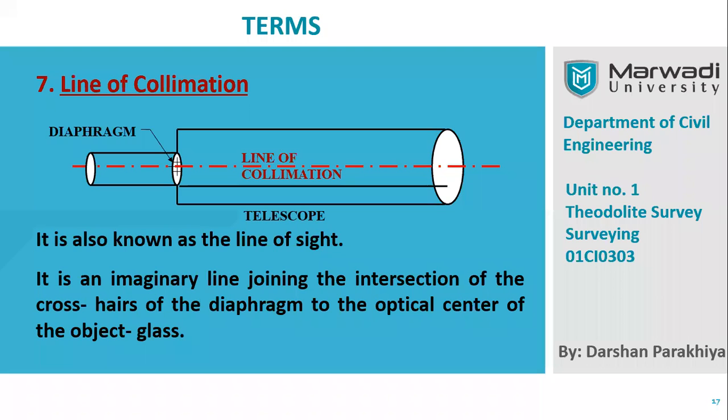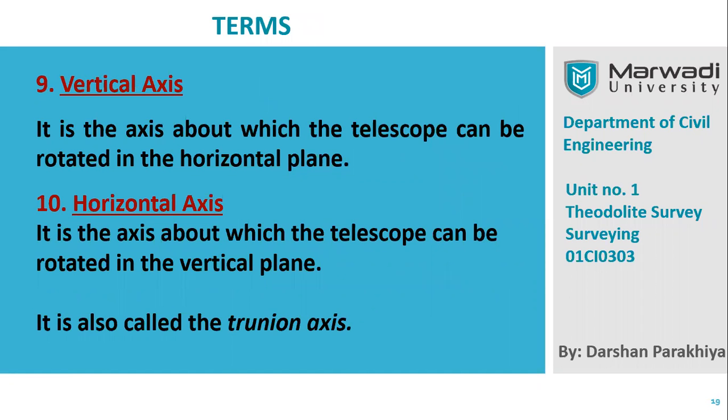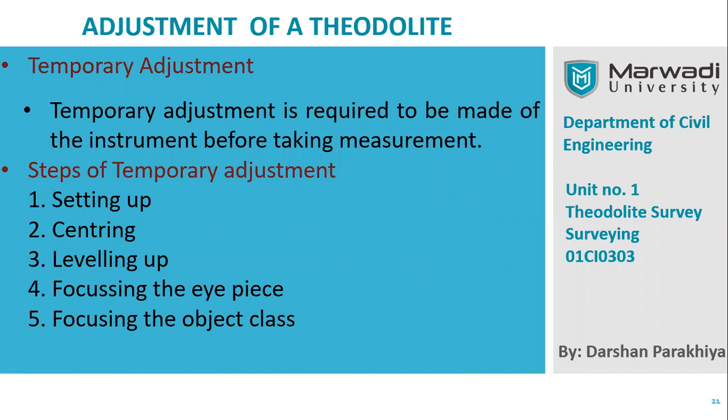Then another one, the line of collimation. What is the line of collimation? It is also called the line of sight. It is an imaginary line joining the intersection of the crosshair of the diaphragm and the optical center of the object glass. So the axis of the telescope and the line of collimation are both the same. Then the vertical axis and horizontal axis should be known by you, the vertical plane and vertical axis, and the horizontal plane and horizontal axis.